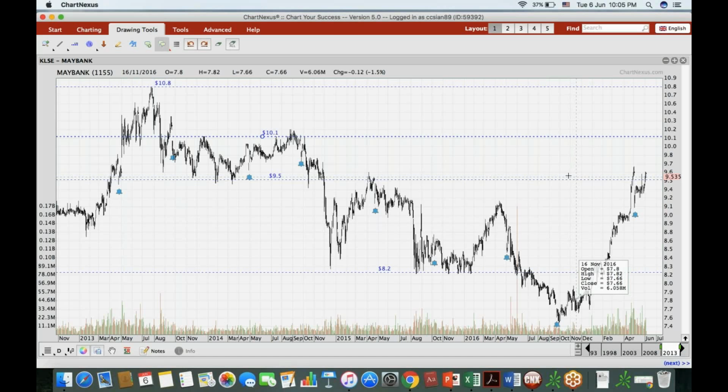Next question. Okay, all are some similar questions. Can you show how to draw Fibonacci retracement and extension? Well, this is not about Fibonacci, so I will skip this one. Okay, there's another question.